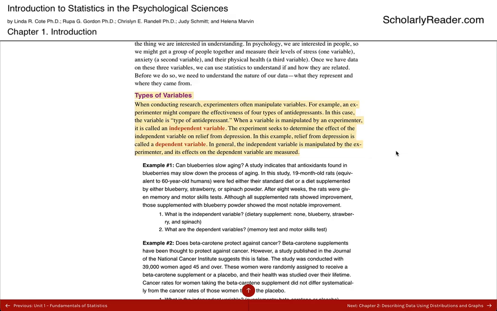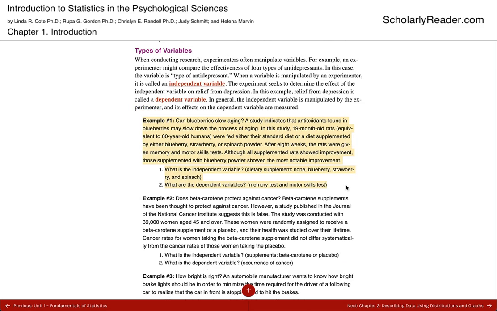In general, the independent variable is manipulated by the experimenter, and its effects on the dependent variable are measured. Example number 1. Can blueberries slow aging? A study indicates that antioxidants found in blueberries may slow down the aging process.